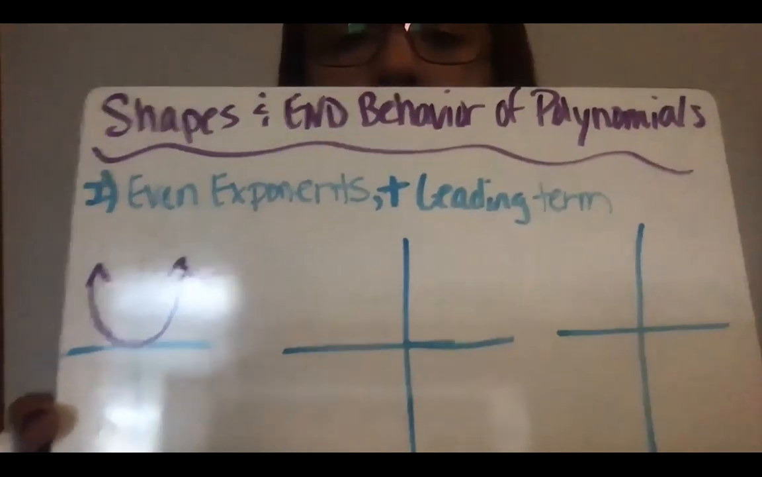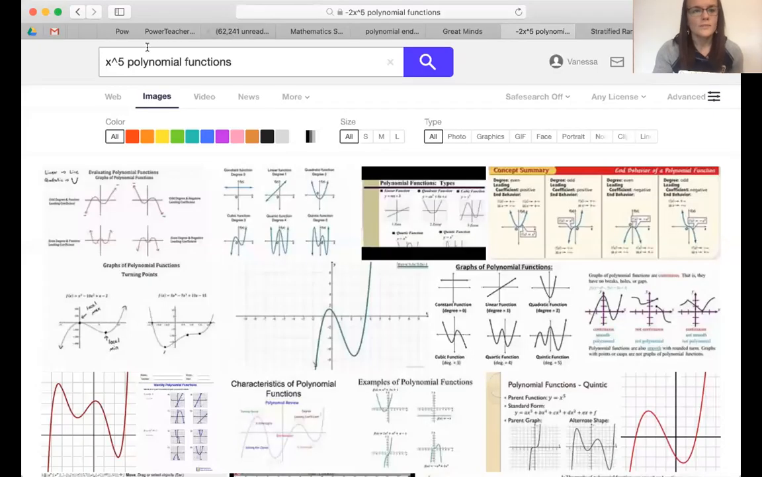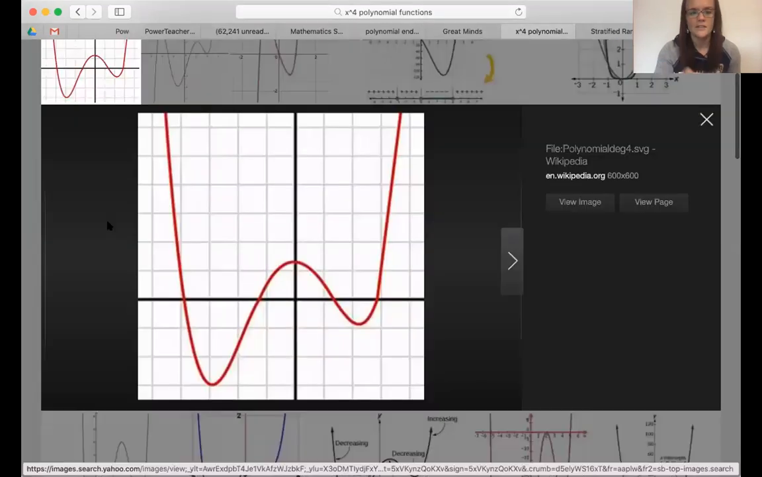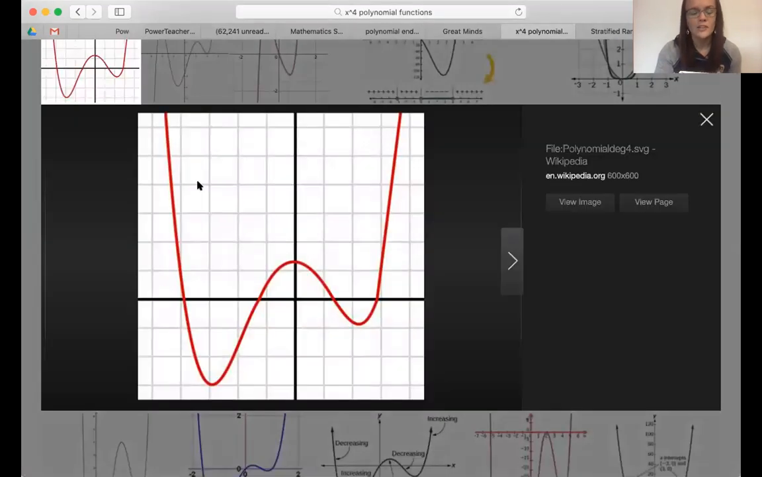I'm going to share my screen with you now, and we're going to take a look at what the polynomial for x to the 4th is going to look like. So let me change this to x to the 4th. All right, so here's x to the 4th. Let's take a look at this. This is what x to the 4th is supposed to look like.